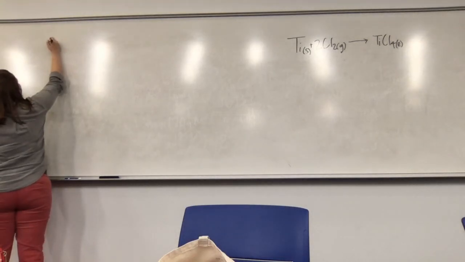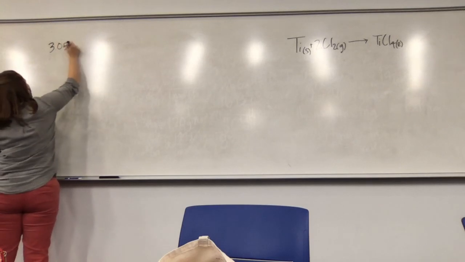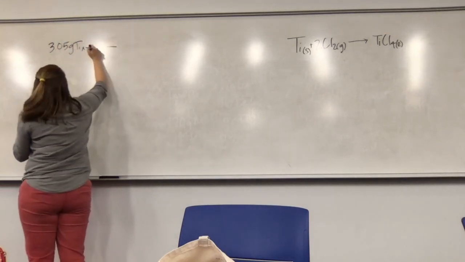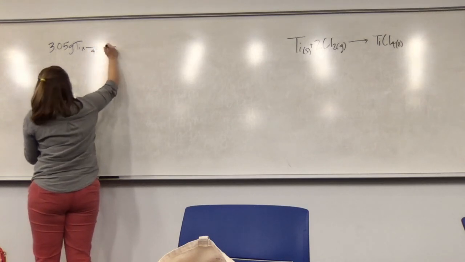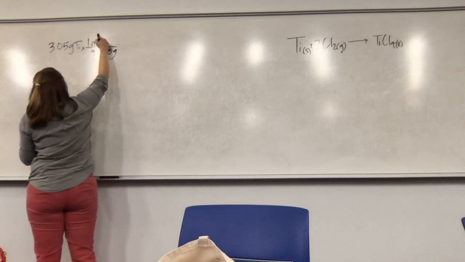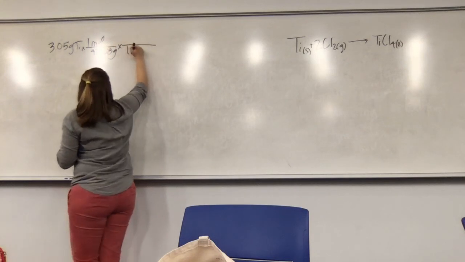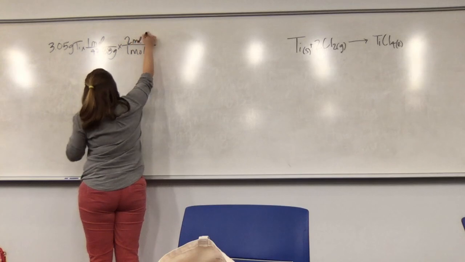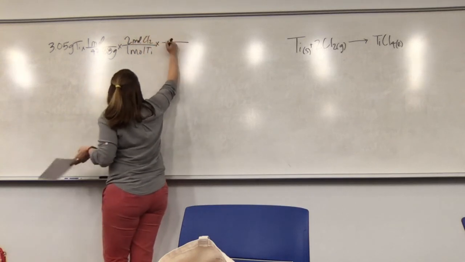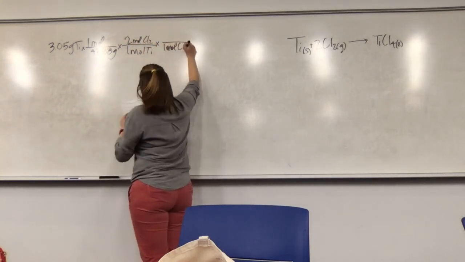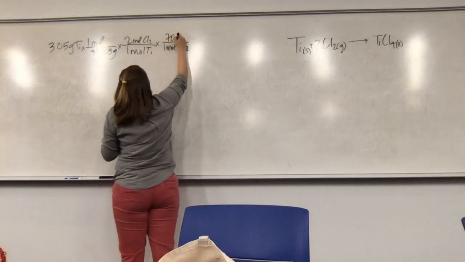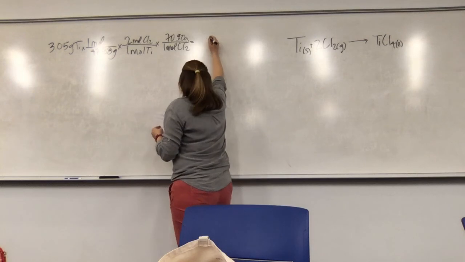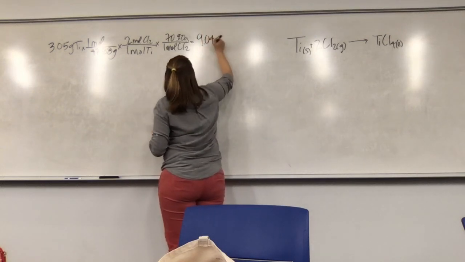So we're going to take our 3.05 grams of titanium, using the molar mass of 47.88 grams in 1 mole. We know that 1 mole of titanium is equivalent to 2 moles of Cl2. 1 mole of Cl2 weighs 70.97 grams because there are 2 chlorines, it's diatomic. And that gives you 9.04 grams of Cl2.